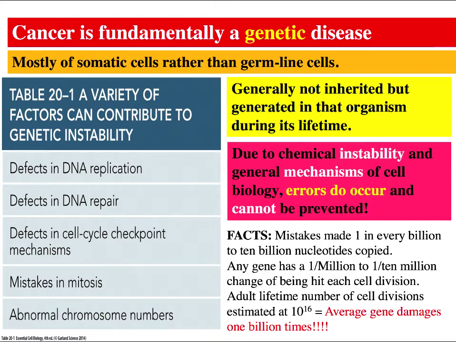The assault on the chemistry of a cell can take place from outside the cell or from within the cell. Either way, you cannot prevent this type of chemical instability, nor can you shut down the general mechanisms of cell biology such as DNA repair, DNA replication. So errors are going to happen and they can't be prevented. But if those errors are increased, then the chances of developing cancer proportionately increase.